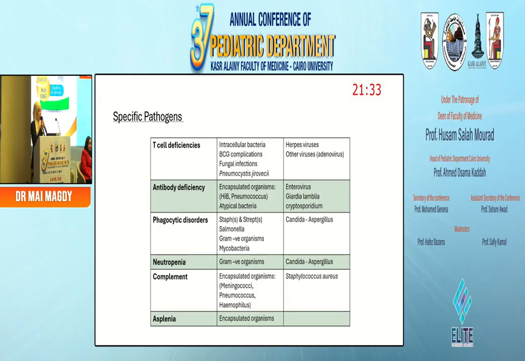As you can see, intracellular bacteria and BCG complications are very common in patients with T-cell deficiencies, as well as Pneumocystis jirovecii. In patients with antibody deficiency, encapsulated organisms are the most common organisms. In patients with phagocytic disorders, Candida, Aspergillus, fungal infection, as well as Mycobacterium are very common. For patients with complement deficiencies, encapsulated organisms are very common pathogens.